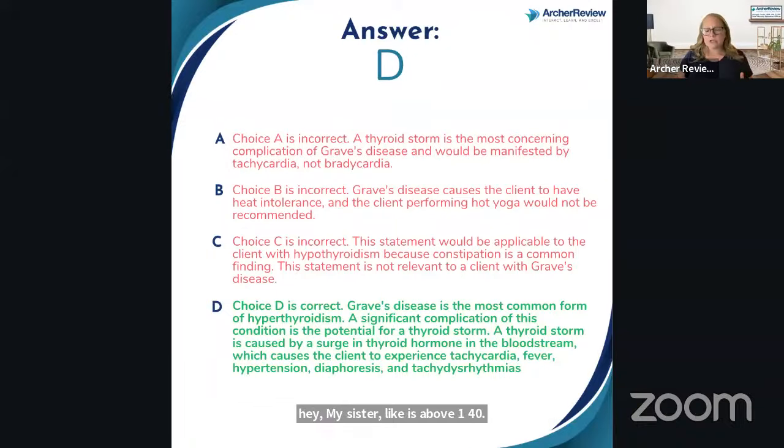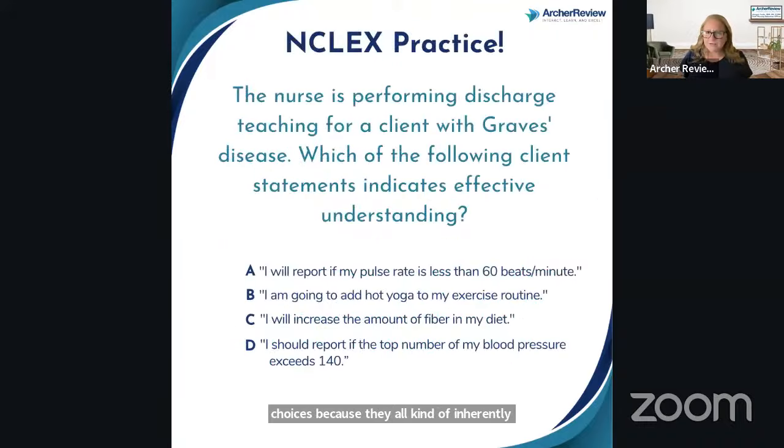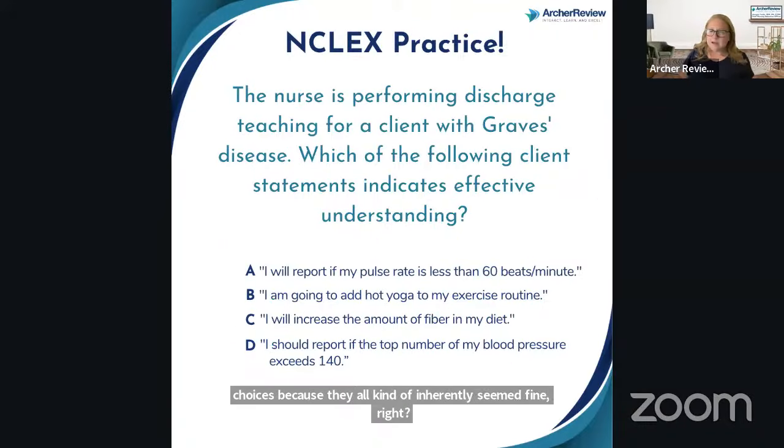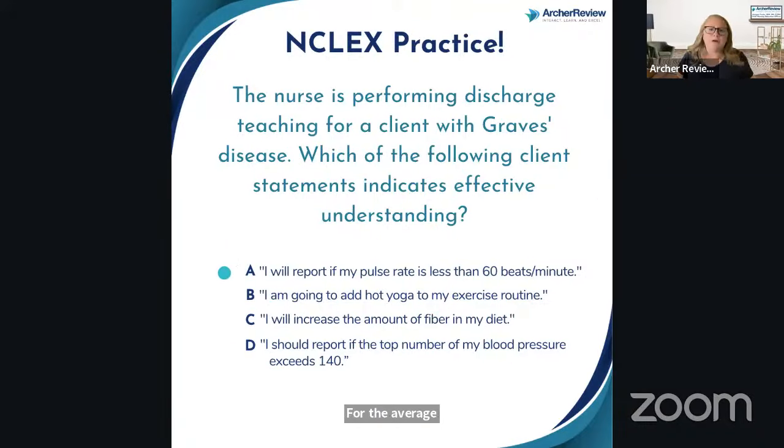But let's look at our other choices, because they all kind of inherently seemed fine, right? For the average person, like, okay, I'm going to report if I'm bradycardic.